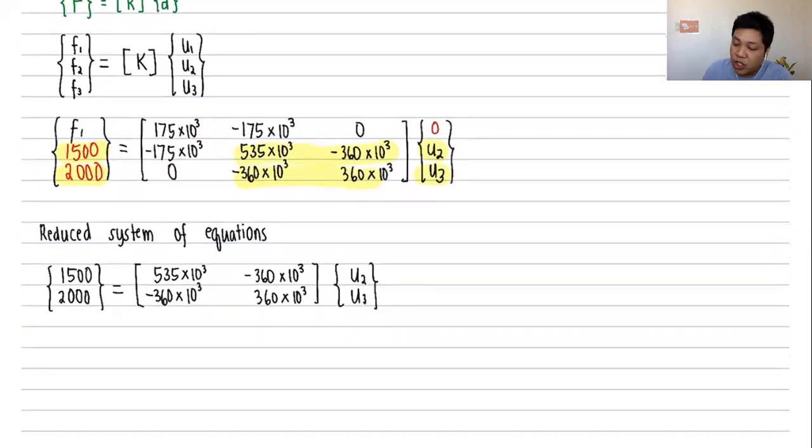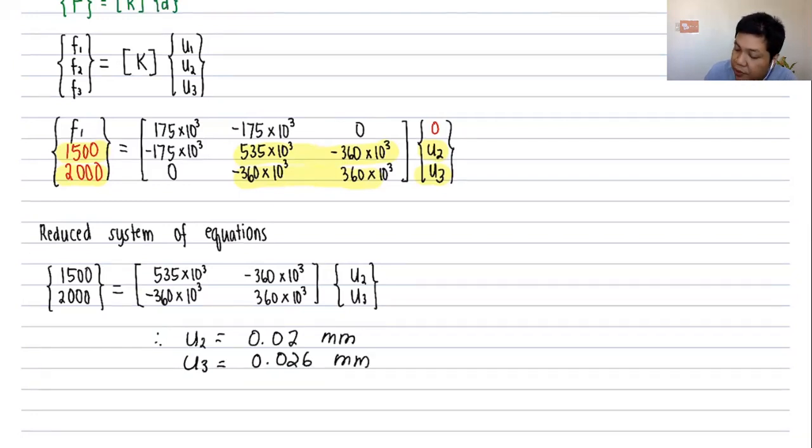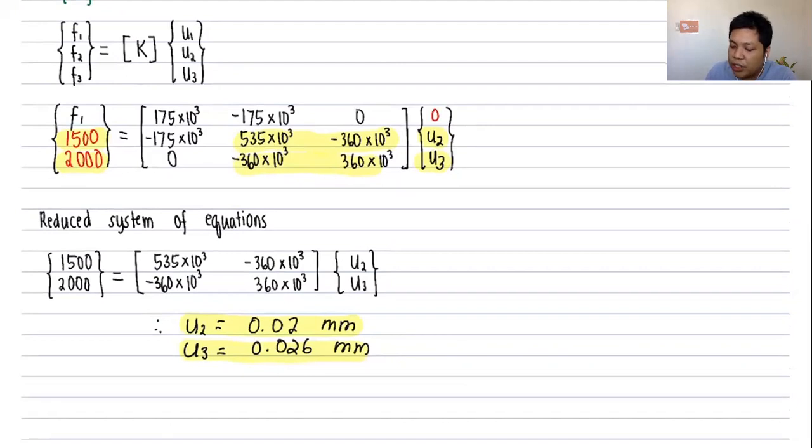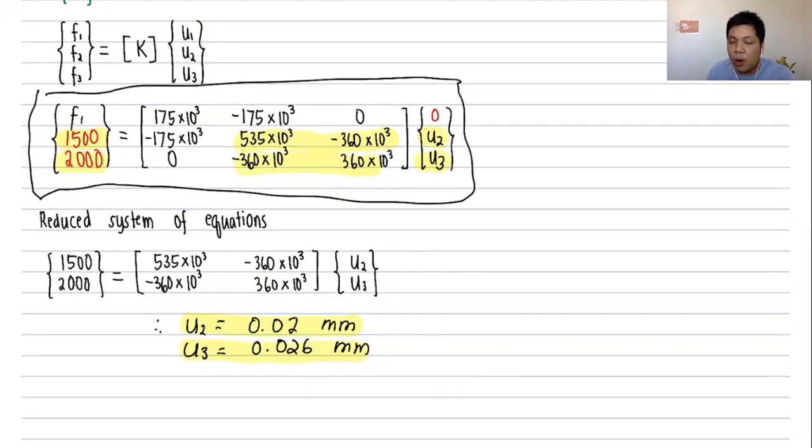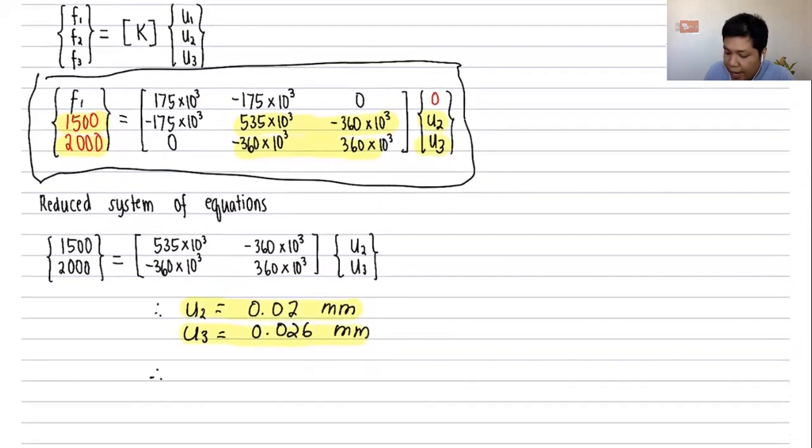Okay? So if I solve this reduced system of equations, you can use any available application. I think the easiest would be an Excel spreadsheet. So perform this matrix operation. U2 is equal to 0.02 millimeters and U3 is equal to 0.026 millimeters. Right? And plugging into our matrix, going back to our original matrix, we can also say that F1 is equal to negative 3,500 newtons, or 3,500 newtons to the left. Okay? And you can perform equilibrium to check that that is indeed the final answer. Okay?